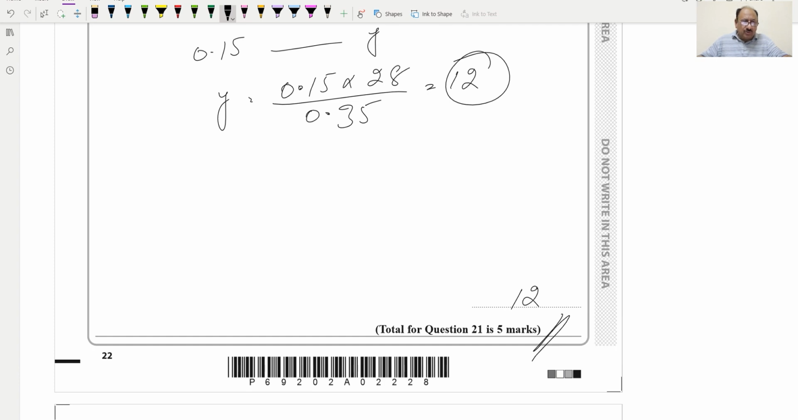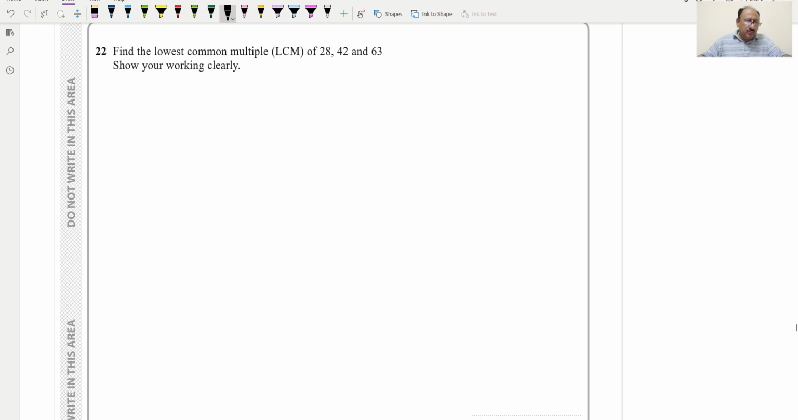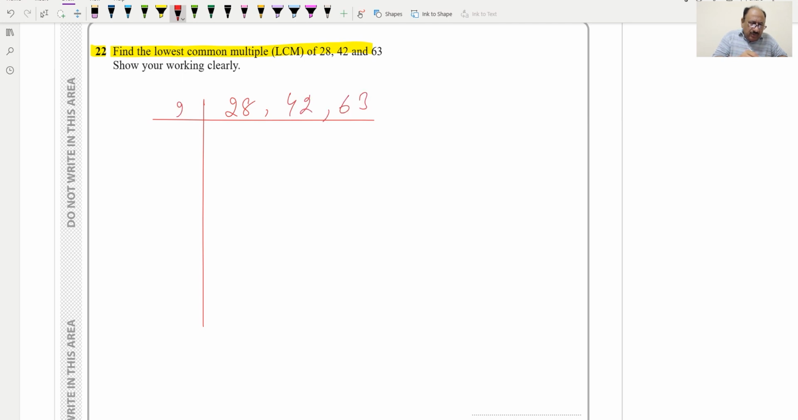Hopefully you understood this. Now question number 22 says find the lowest common multiple, LCM, of 28, 42 and 63. Show your working clearly, so we can draw. We are going to use the division method. We divide 28, 42 and 63 by 2. So 14, 21, and 63 as it is, and we will draw a line over here, and again divide by 2: 7, 21 and 63.